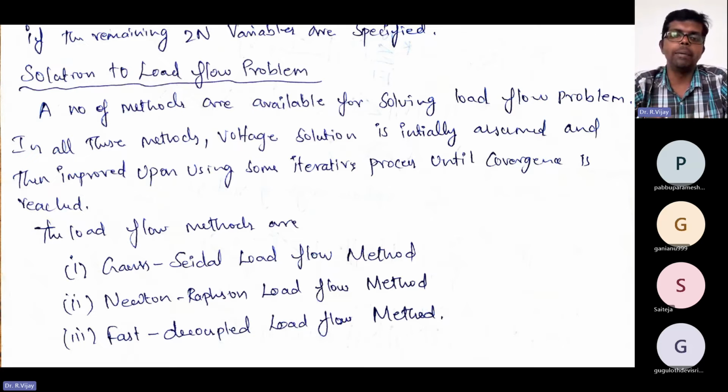Each and every method has its own advantages as well as disadvantages that we'll see later. After completing all, you yourself will be able to say which method is fast, which method is slow, which method is taking more iterations. Like that, you can easily tell at the last.